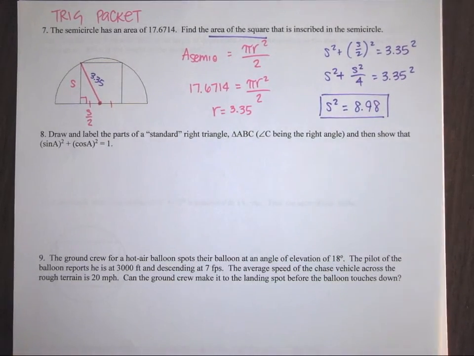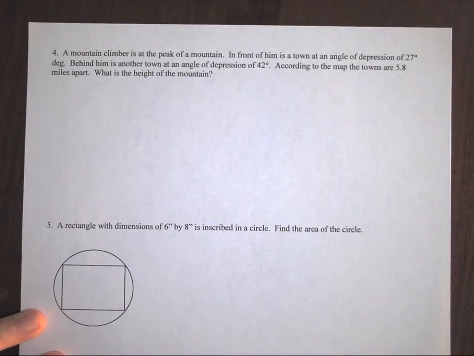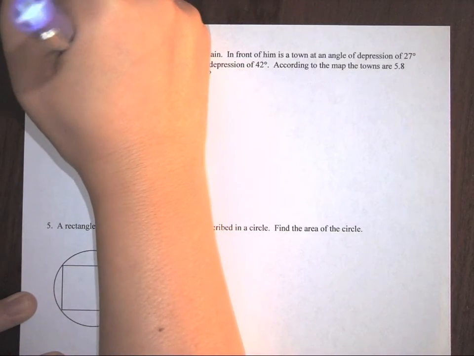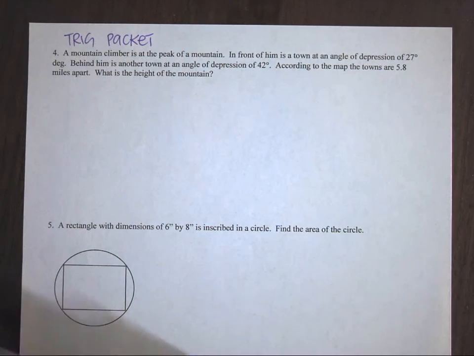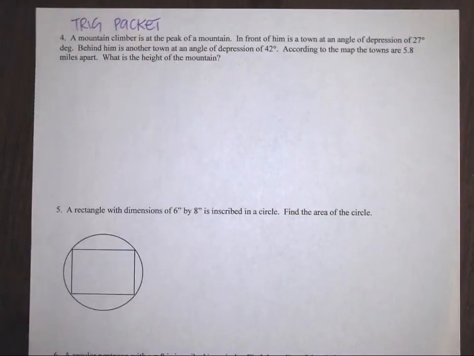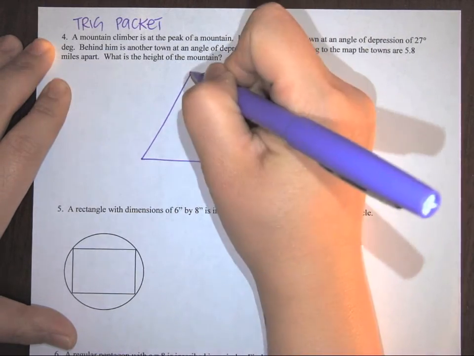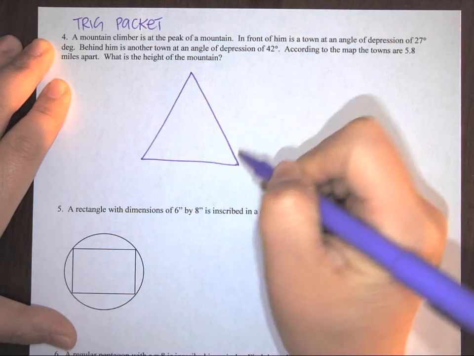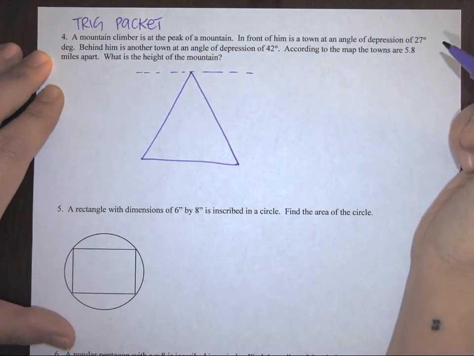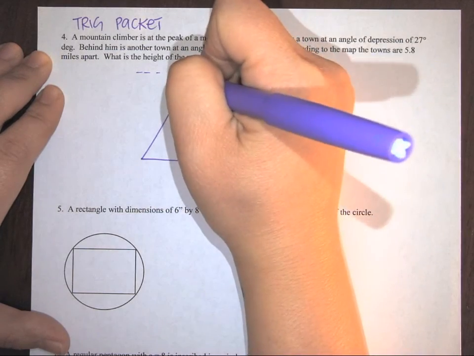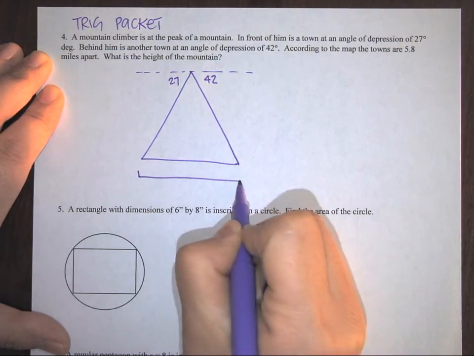The last question came from the trig packet, and it went back to number 4. So this one is a mountain climber on top of a peak, something like this, and the angle of depression on one side is 27, on the other side is 42. The distance between the towns, 5.8 miles.